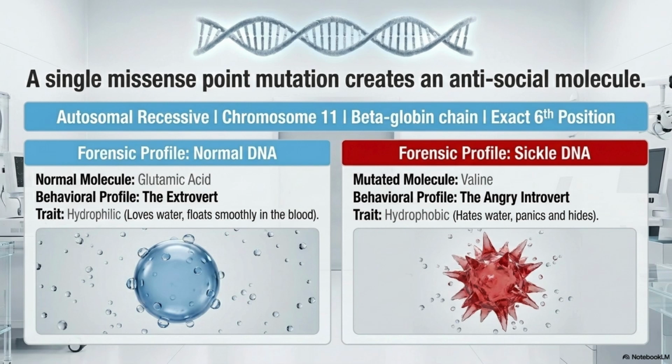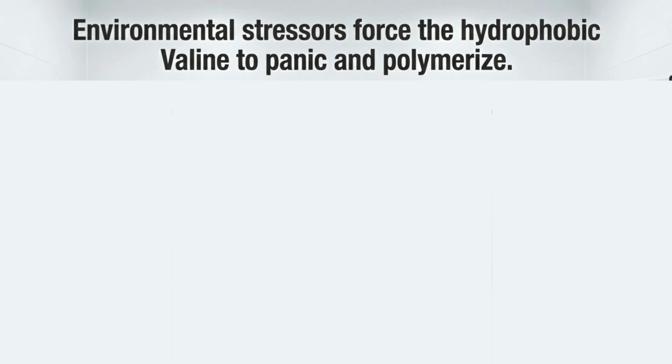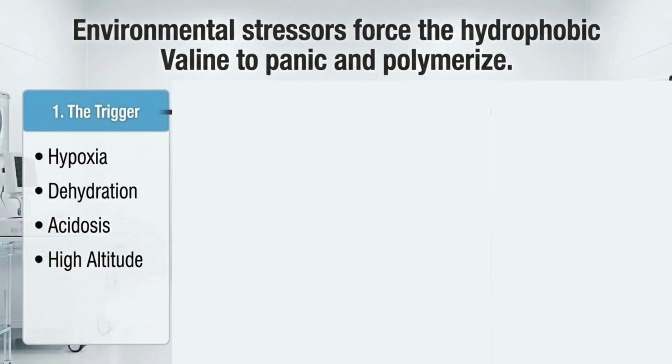What makes valine act up? Environmental stressors force the hydrophobic valine to panic and polymerize. Look at step 1, the trigger. Hypoxia, dehydration, acidosis, or high altitude.